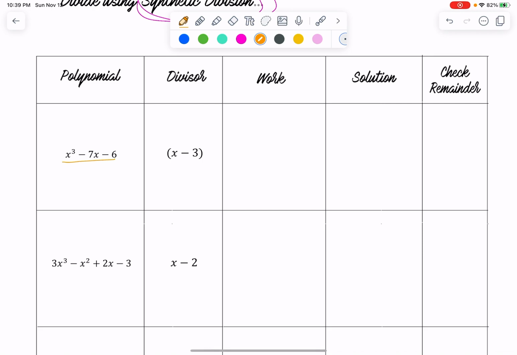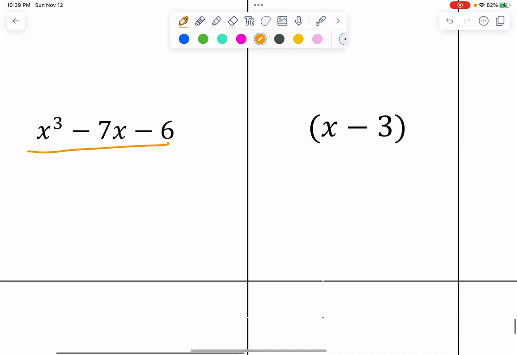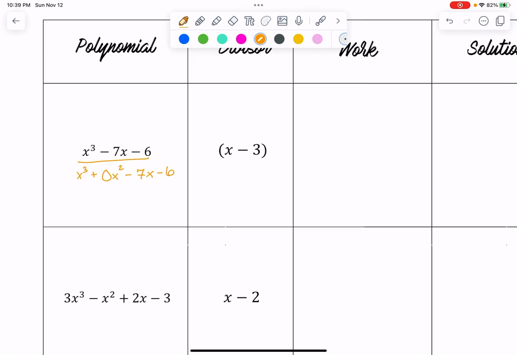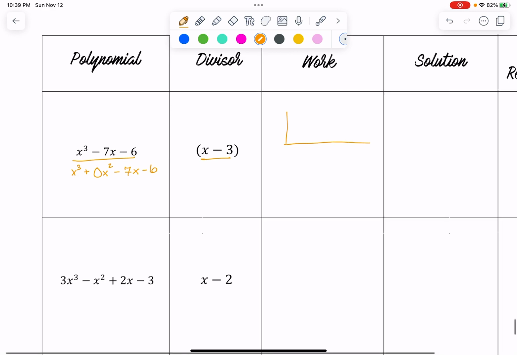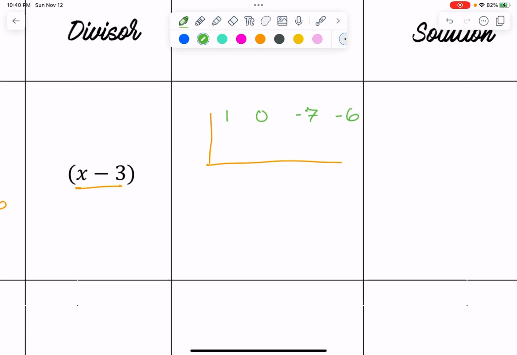Synthetic division. This is what we're dividing by, and x cubed plus 0x squared. We need to put a placeholder in for my 0x squared, okay? Minus 6, okay? We're dividing by x minus 3. Here is my work. Synthetic division goes the opposite direction, and my numbers all go in the top row here. So I have 1, I have 0, I have -7, and -6. That's where my numbers are going to go, okay?